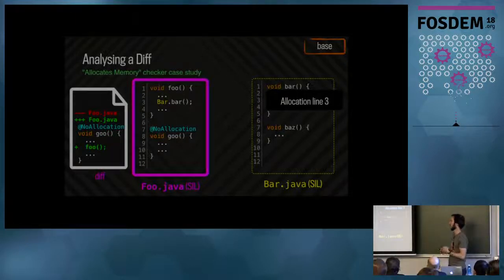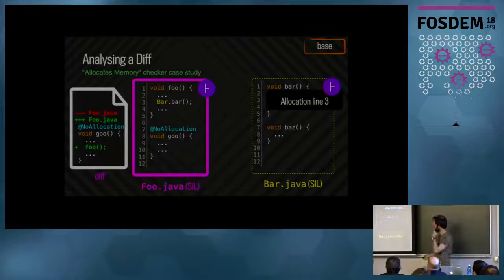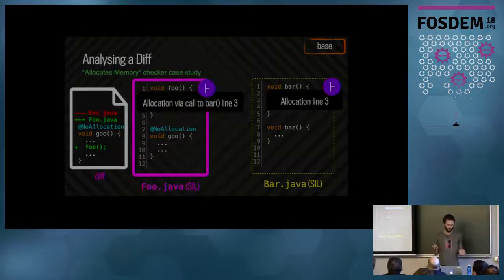We also need to reanalyze foo.java because that's the file that was modified. So Infer analyzes foo again. It needs bar. It already has a spec for bar, and this one doesn't need to change because we know that bar hasn't changed. So it will compute that foo allocates via bar. And then when it analyzes goo, it sees that it does nothing. There's no allocation there.